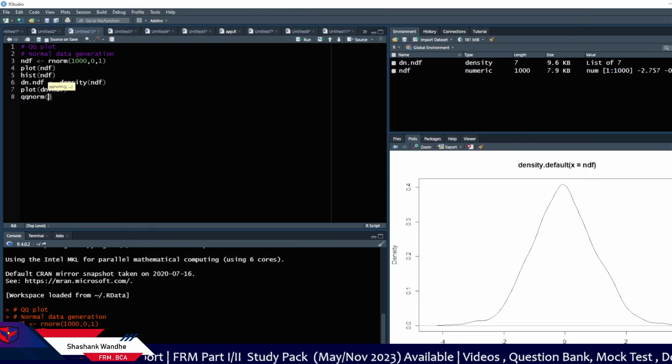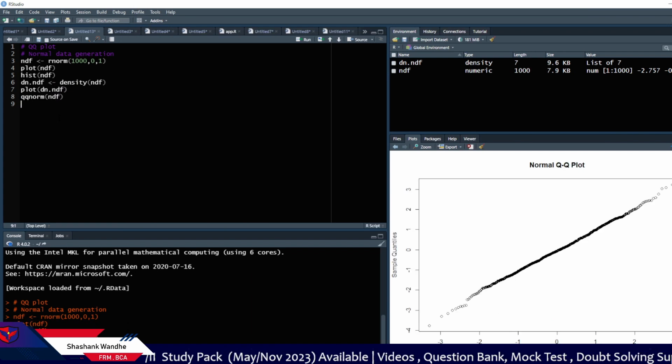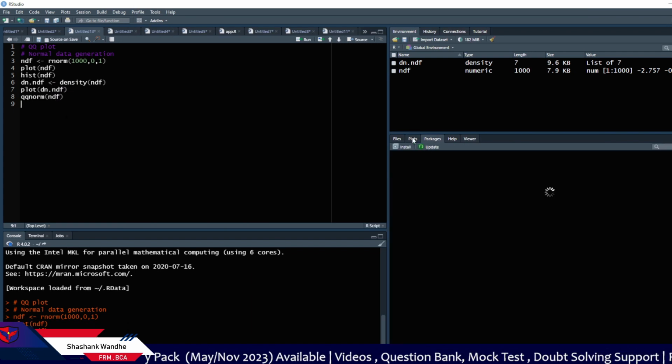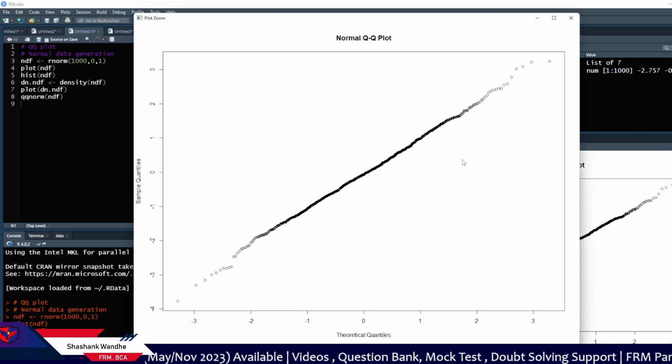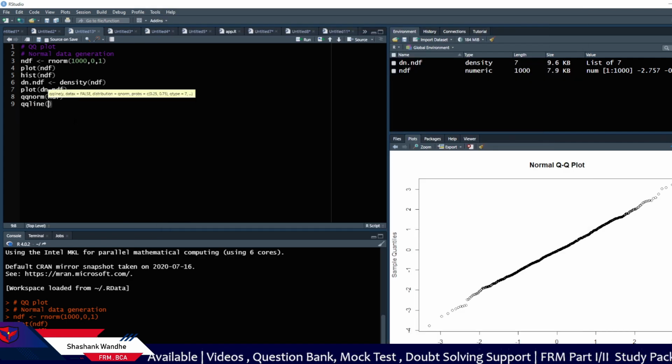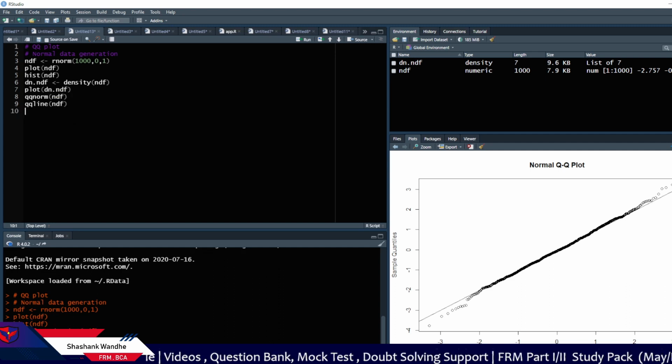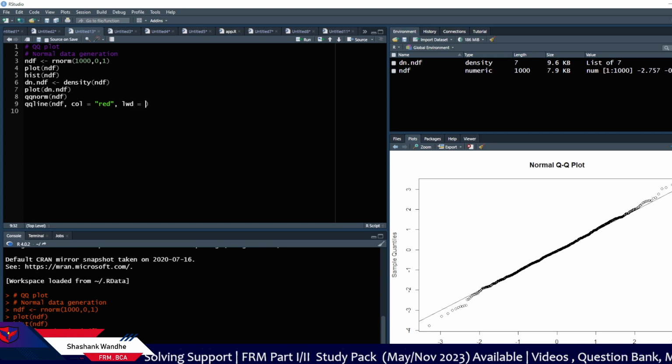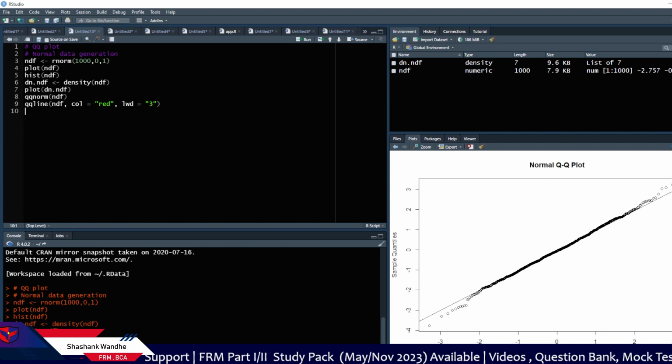Now let's plot the QQ plot. qqnorm is the function here, and we plot the data. See this, your QQ plot. I will also add a QQ line here, and let's set the line width to 3.